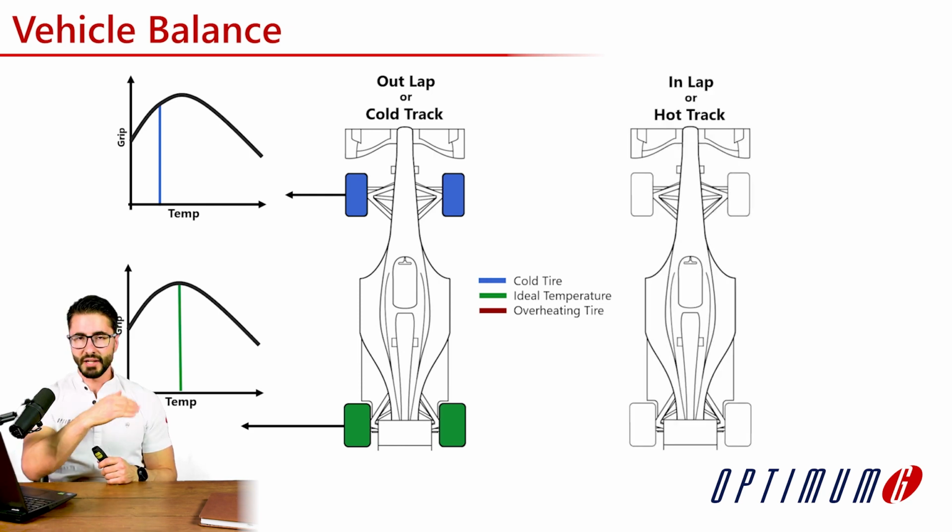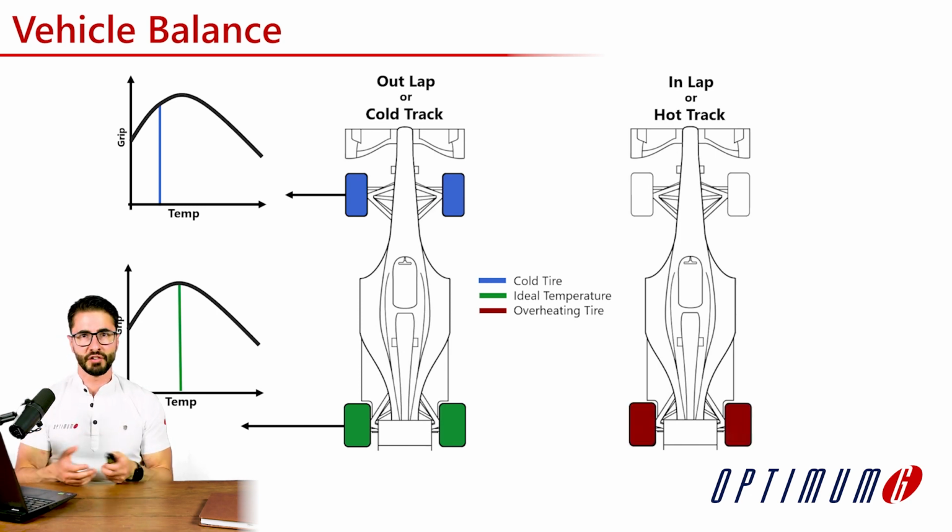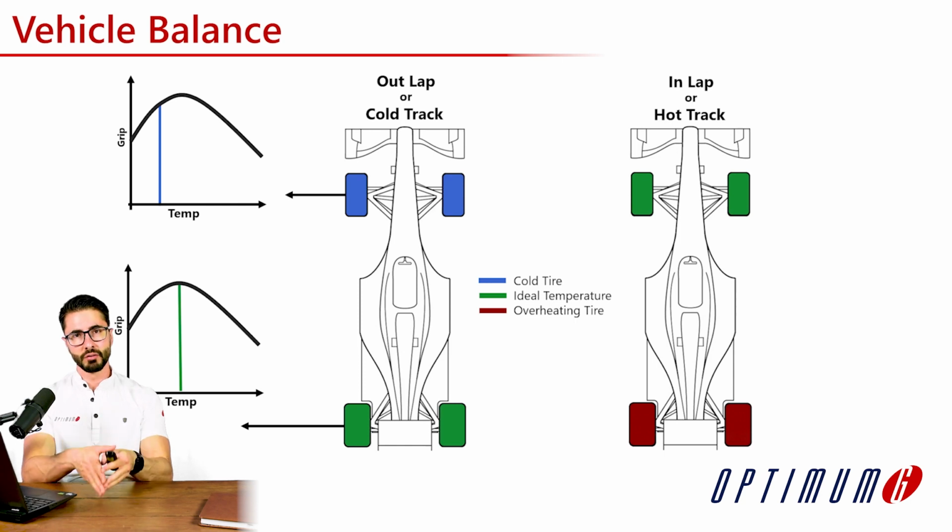Now, if we go to the end of the stint or to a really hot track, maybe on the rear you have already way too much energy, while on the front, now you are at ideal peak temperature.